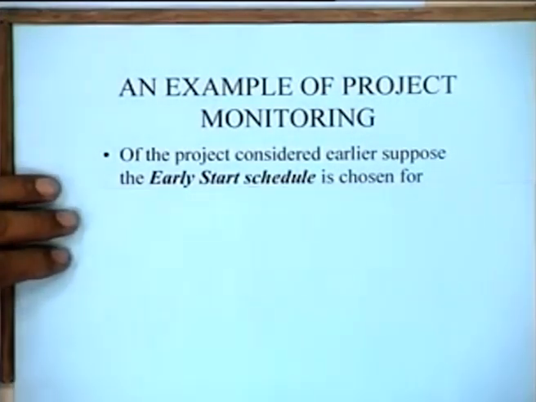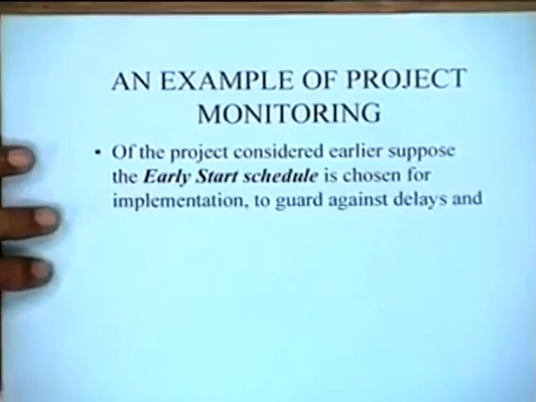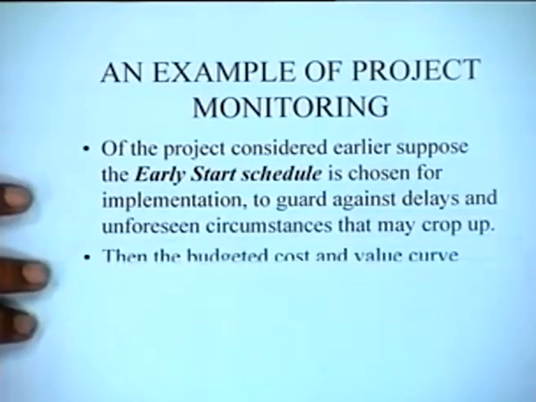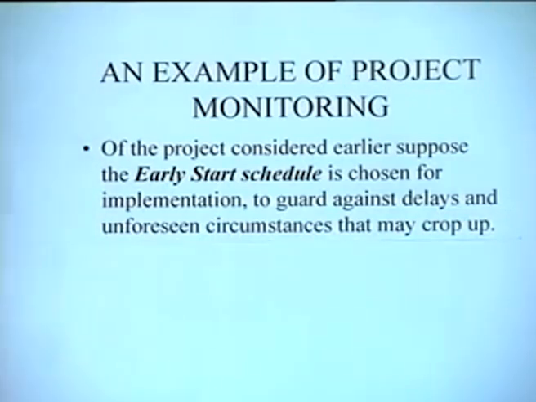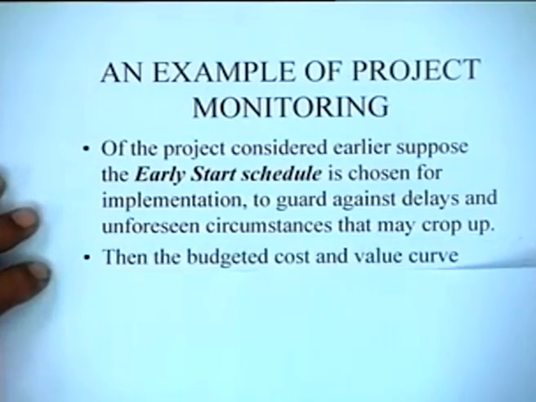So of the project considered earlier, suppose that the early start schedule is chosen for implementation. Why is this chosen? Because we are assuming to guard against delays and unforeseen circumstances that may crop up. Although we know that the late start schedule will have a lower NPV, because of the chaotic conditions prevailing, we would like to use the early start schedule for implementation. So the early start schedule then becomes the basic figure which we'll have to be guarding against.